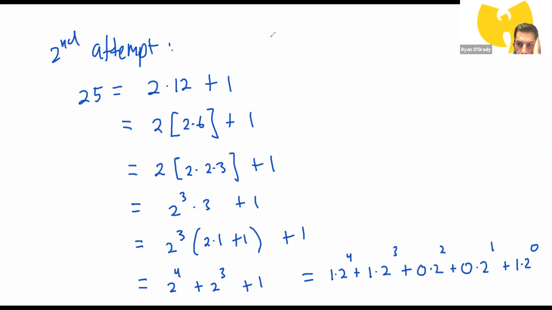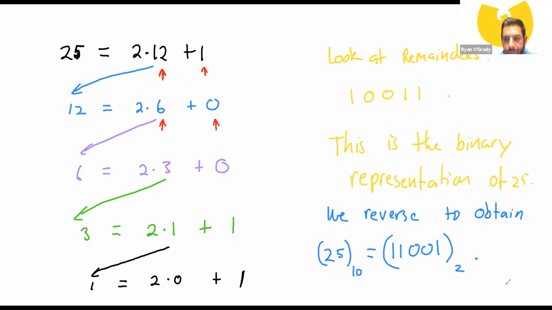Now, how did I get 2 to the fourth and 2 to the third? Distribute this. What's 2 to the third times 2? 2 to the fourth. What's 2 to the third times 1? 2 to the third. That distributive law, it'll get you. And so look at the coefficients now: 1, 1, 0, 0, 1. Which is exactly, if you go 2 pages back, what we got. 1, 1, 0, 0, 1.